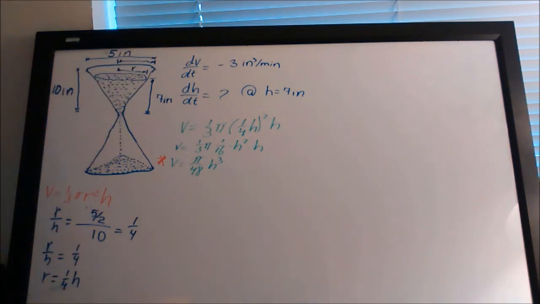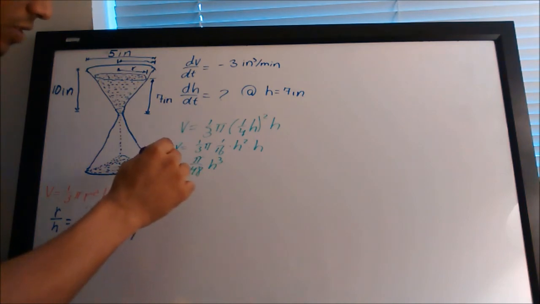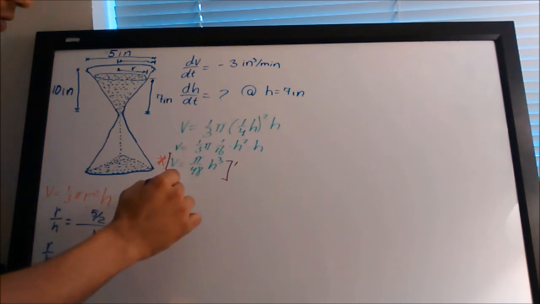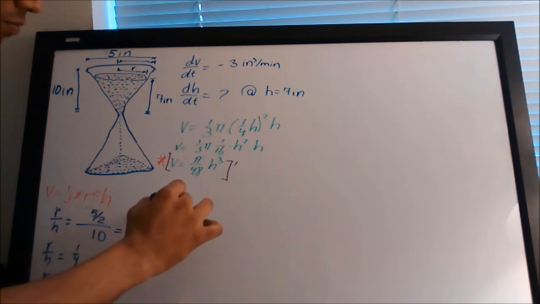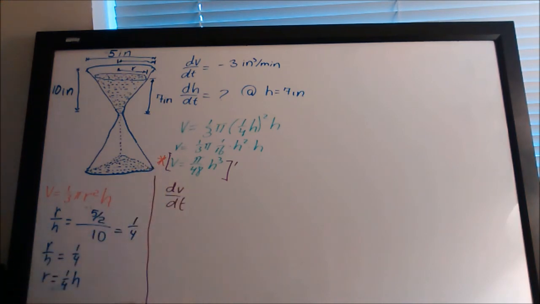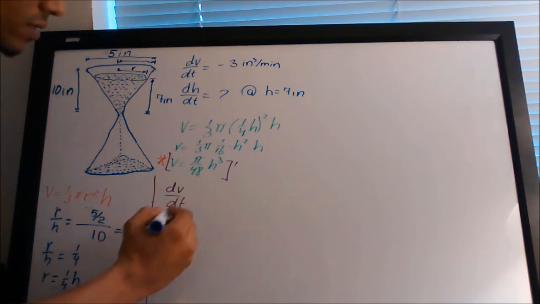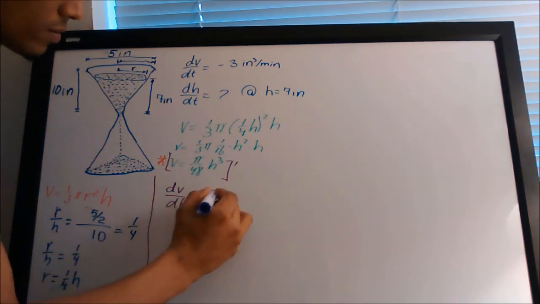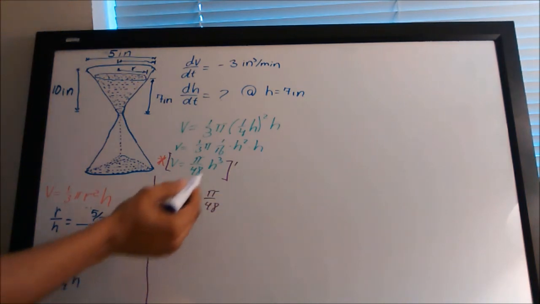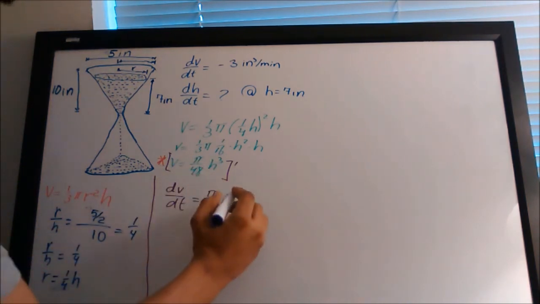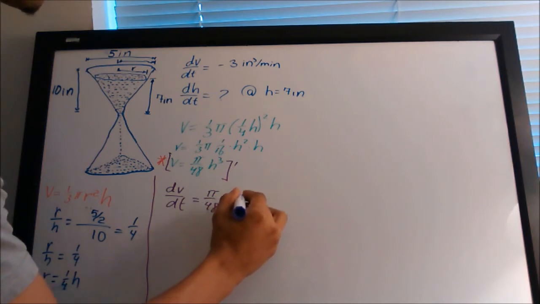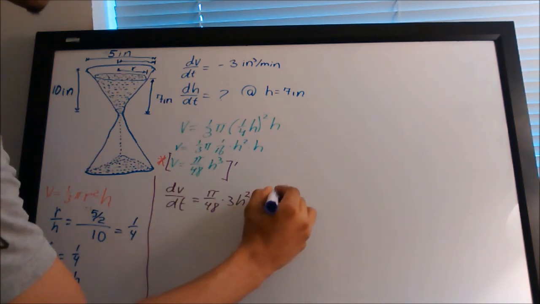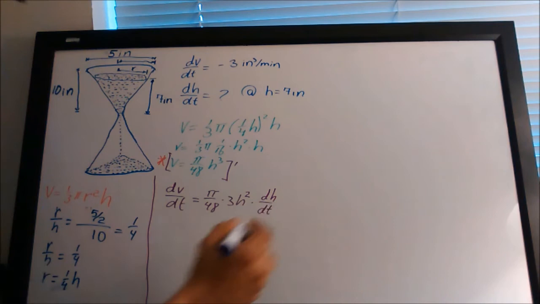So, let me change colors again. I'm going to do the implicit differentiation of this whole thing here. So, deriving the volume will give you dV over dt. You just draw a line here, not to get confused. So dV over dt is going to be equal to, this is a constant, so you just leave it there. Then how do you find the derivative of this? You take 3 down, right? Reduce 1 in the exponent, times the derivative of the height with respect to time.